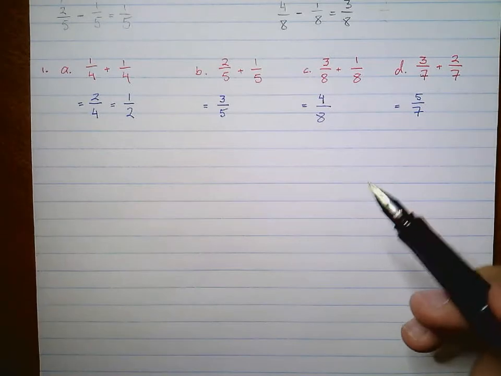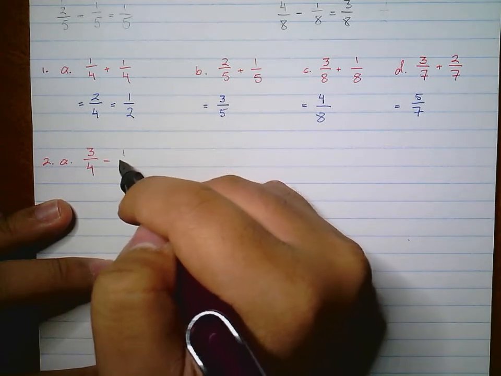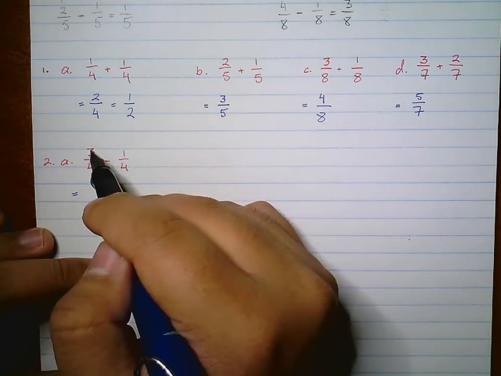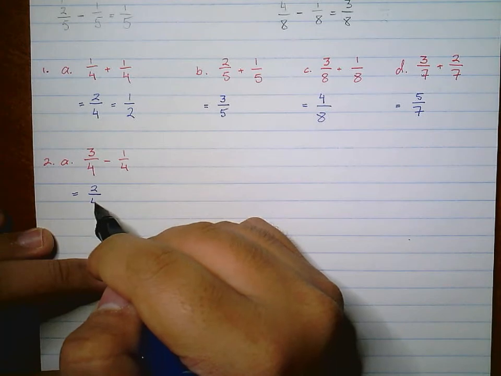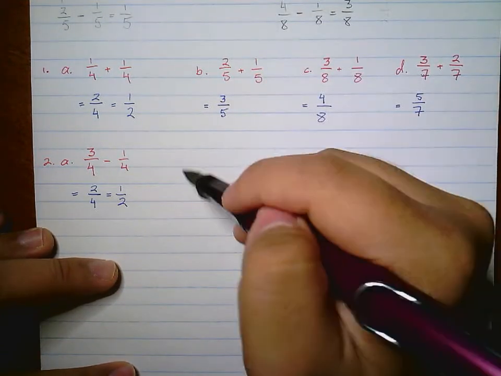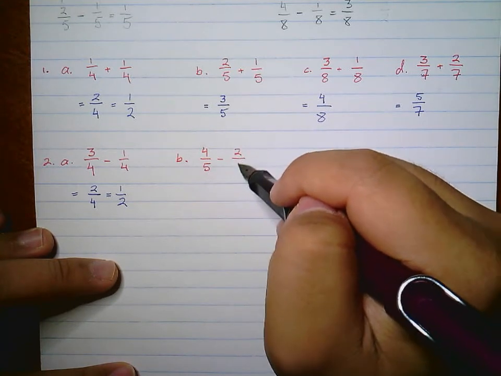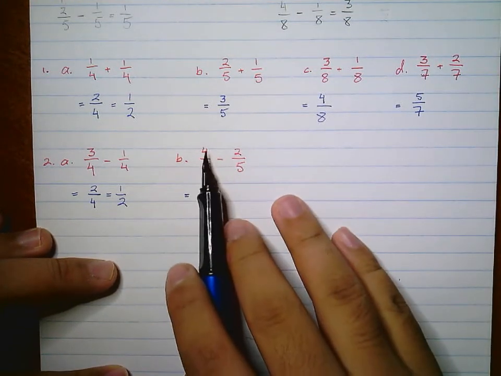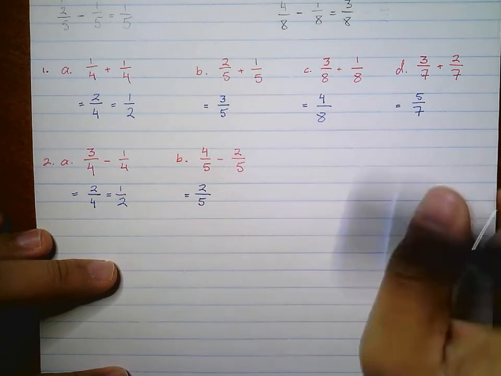And it works the same with subtraction. If we had 3/4 minus 1/4, since they have the same denominator, we can focus just on the numerator. 3 minus 1 is 2, and the denominator remains the same. This can be simplified into 1/2. Another example, let's say we had 4/5 minus 2/5. Once again, the denominators are the same. 4 minus 2 gives us 2, and the denominator remains the same.